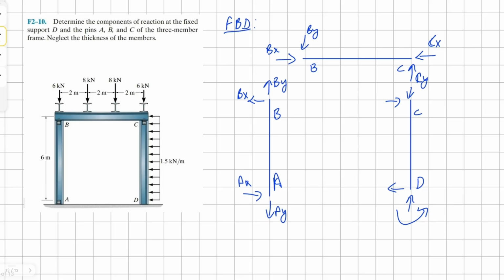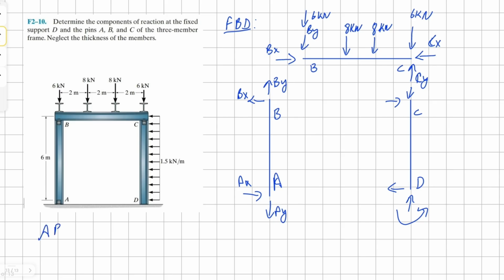Before we start with the calculation, let's also do our point loads. So we have a point load right at B. It's 6 kilonewton downwards, and then 8 kilonewton 2 meters apart, and then another 8 kilonewton 2 meters apart, and finally a 6 kilonewton right at C.